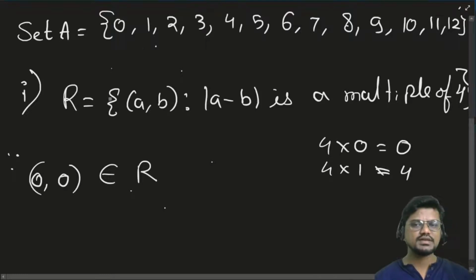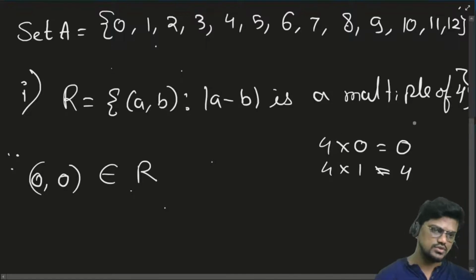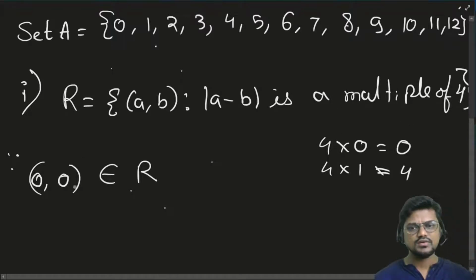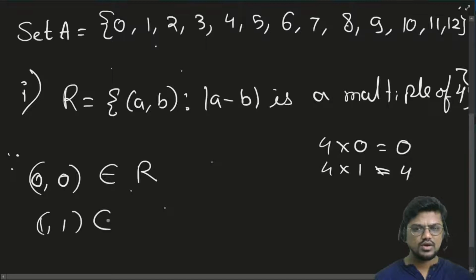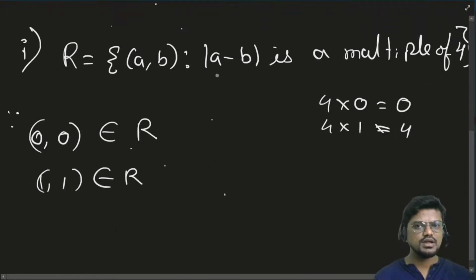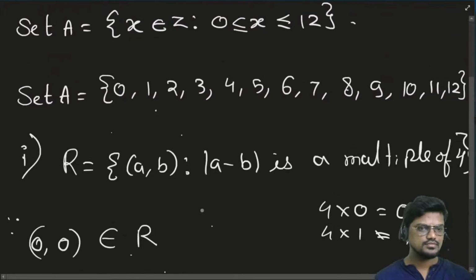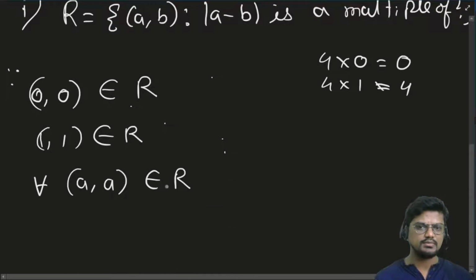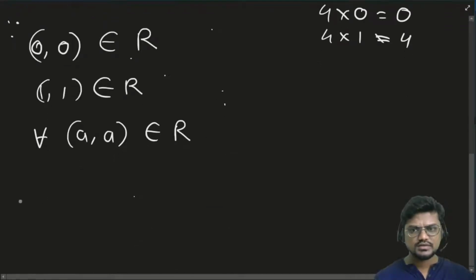If I write (0, 0), the modulus value is 0 minus 0, and whatever answer you get, that is 0. Now that value is a multiple of 4. Yes, 4 into 0 you will get 0, right? Even (1, 1) also belongs to the relation. Similarly, for all a, (a, a) belongs to the given relation. Therefore the given relation is reflexive.